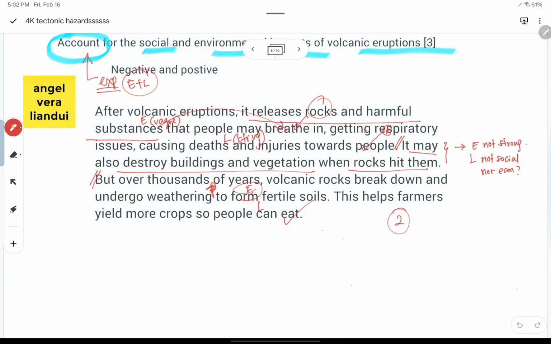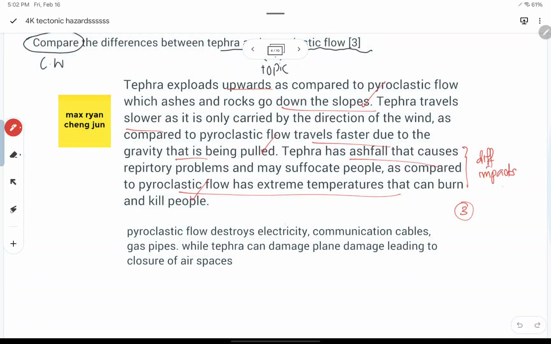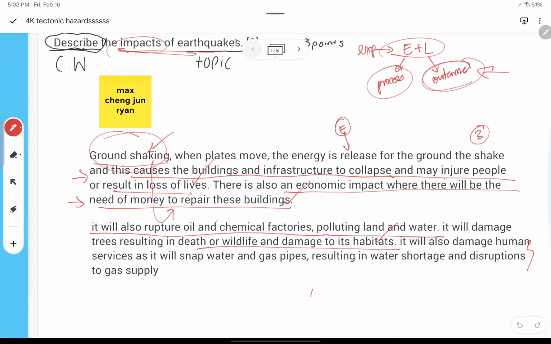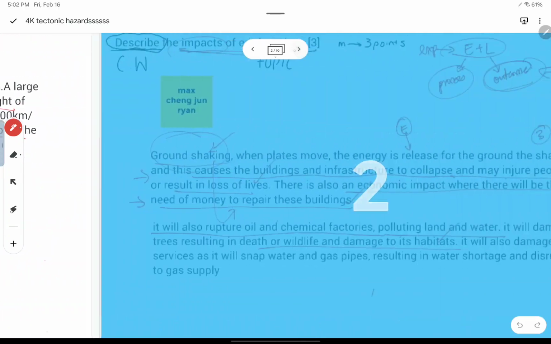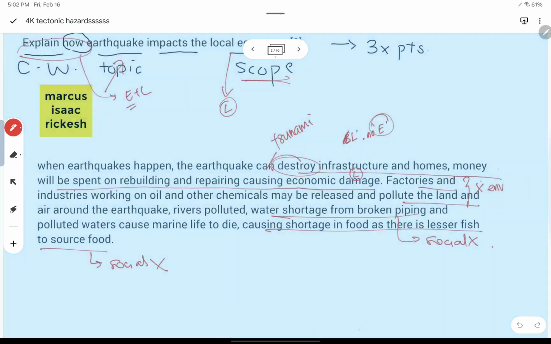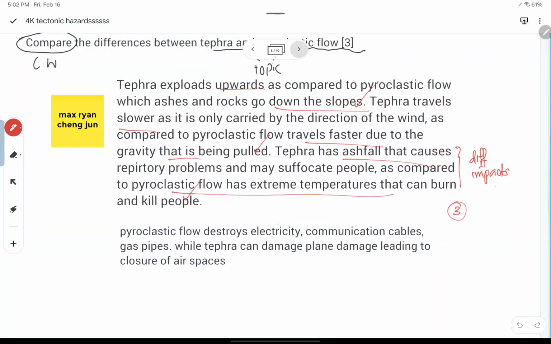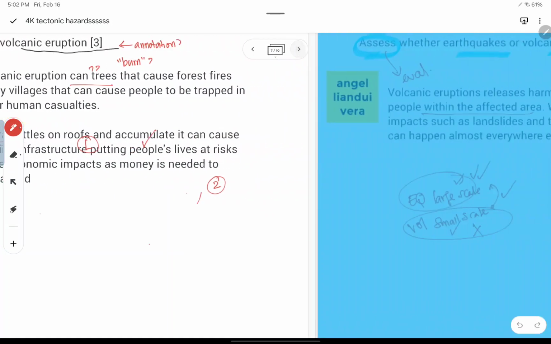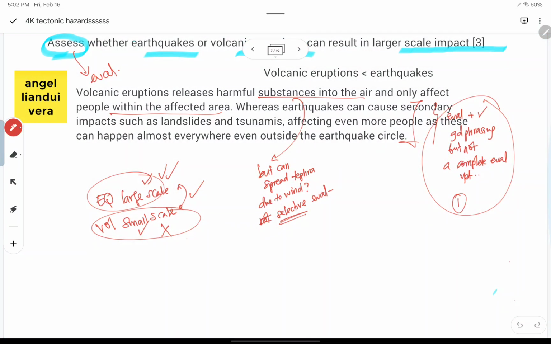For example, there was one good response, I can't recall who, talking about the fertile soil one just now. The question just talked about impacts, so it could be a positive or negative impact. But if the question specifies problems, please make sure you don't say anything positive.